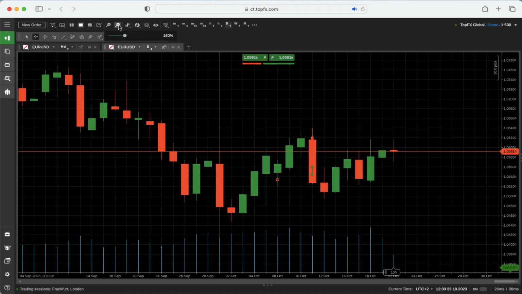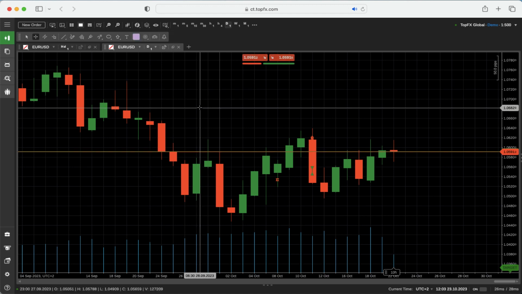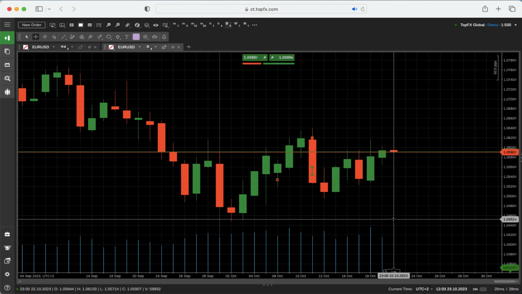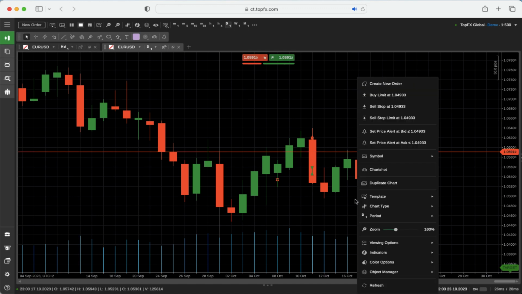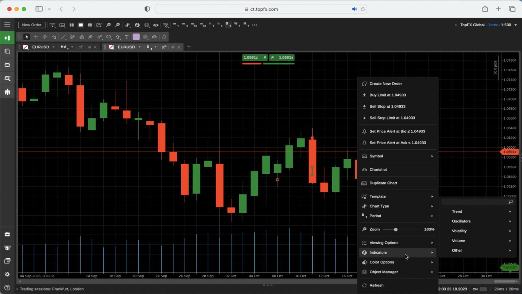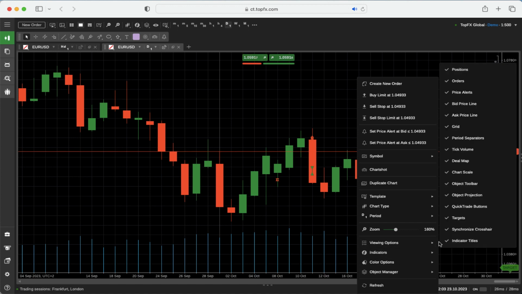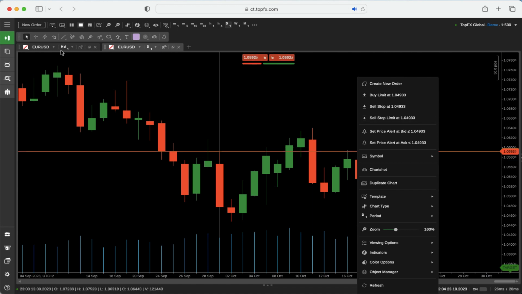Let me zoom in so you can see it clearly. There you go, this is the zoom on the Heiken Ashi. What I want to do is get rid of all the objects. Let's see what do we have here? The chart deal map. Okay, so we don't have the deal map, and we will get rid of the grid. There's no grid here on the typical candlestick.